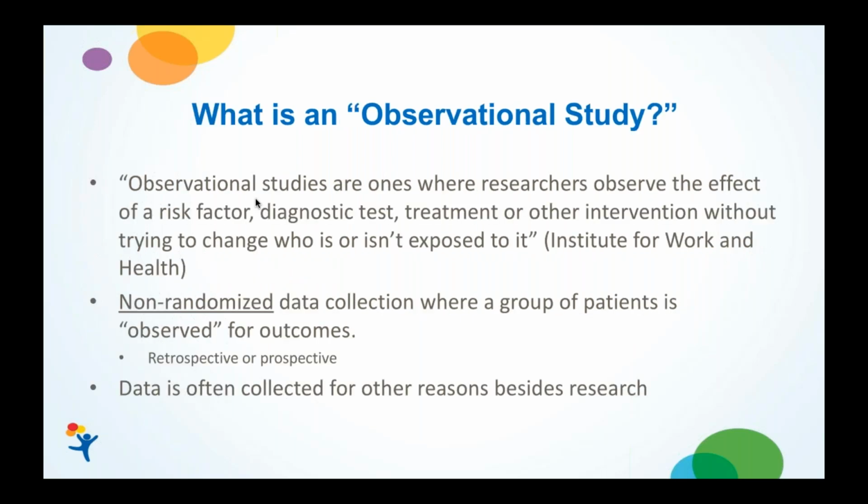Okay, so really briefly, what is an observational study? I took this definition from the Institute for Work and Health. It's basically studies where researchers observe something, a risk factor or the effect of a diagnostic test, treatment, or some kind of intervention, without trying to change who's in the group. So you just let nature take its course and you look to see what happened. The key thing, of course, is that the data is not randomized. Patients are generally observed for outcomes, oftentimes in some other setting like a clinical setting.